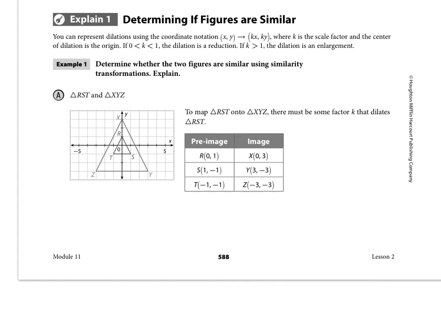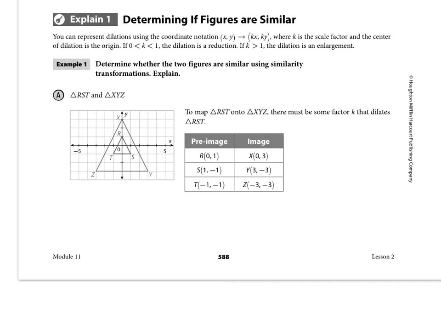So we're going to represent the dilation using the coordinate notation as you see here. (x, y) becomes (kx, ky). That's really important: k is the scale factor on both x and y coordinates so that we're distorting each one equally, if you will. And then the center of dilation is the origin. If you have a 0 to 1 k factor, the dilation is a reduction, which means it's going to get smaller. And if our k value is bigger than 1, then we're going to expect our pre-image to image to actually get larger.